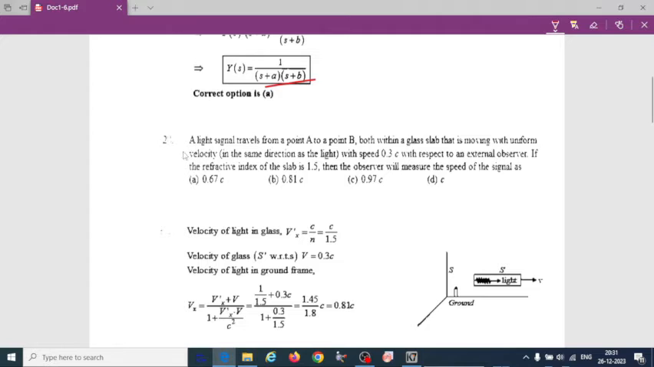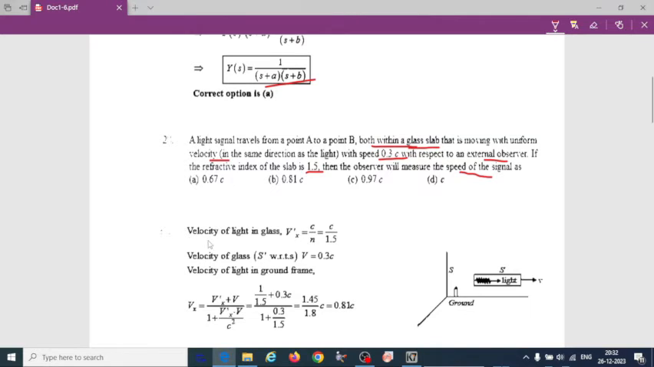Okay, next question. A light signal travels from a point A to a point B, both with a glass slab that is moving with uniform velocity in the same direction as the light with speed 0.3 c with respect to an external observer. If the refractive index of the glass slab is 1.5, then the observer will measure the speed of the signal as.